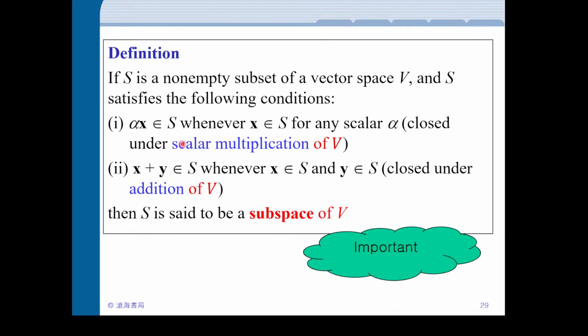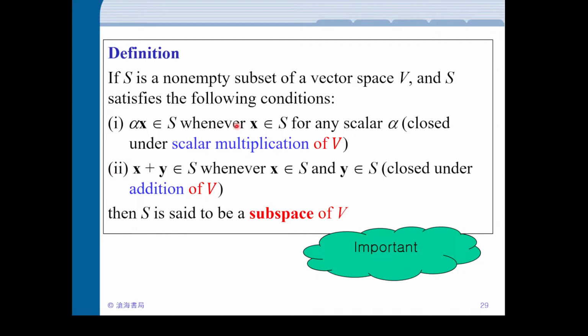Here we have a definition of a subspace. S is a non-empty subset of vector space V, and you only need to satisfy two things. First, it needs to be closed under scalar multiplication: every alpha x is still inside S if x is inside S. Similarly, if x and y are inside S, then it is closed under addition, so x plus y is still inside S. Here, I guess I need to stress one more time.